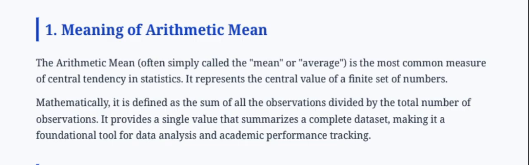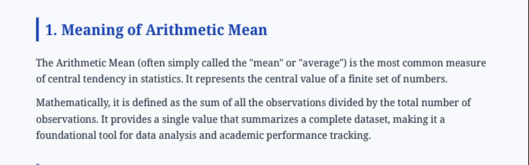Today we are going to start with the meaning of arithmetic mean. Okay. So arithmetic mean is also known as mean or average. It is the most common measure of central tendency in statistics. There are other measures also in central tendency, like median, mode, quartile deviation, etc. It represents the central value of a finite set of numbers.